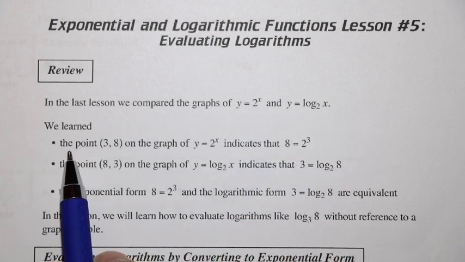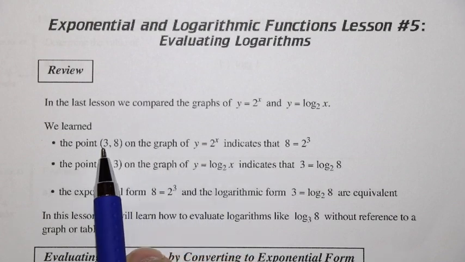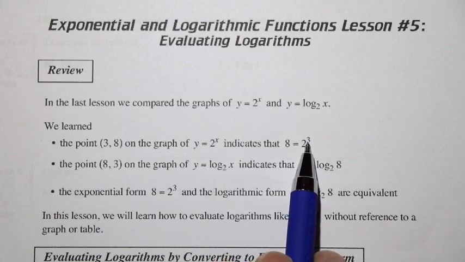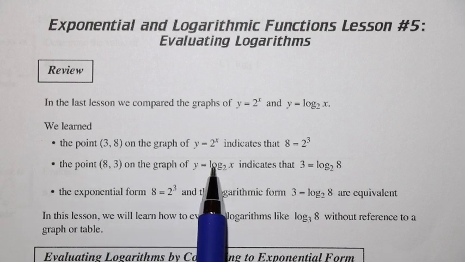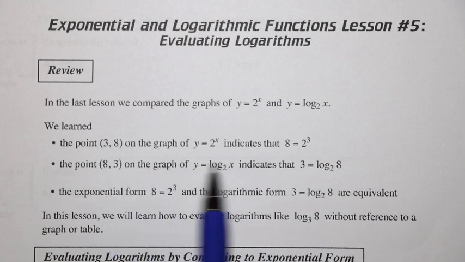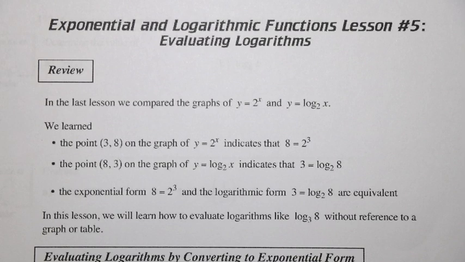We learned that the point (3, 8) on the graph of y equals 2 to the x indicates that 8 is equal to 2 cubed. Now the point (8, 3) on the graph of y equals log base 2 of x indicates that the 3 is a result of log base 2 of the input value 8. The exponential form 8 equals 2 cubed and the logarithmic form 3 equals log base 2 of 8 are equivalent.